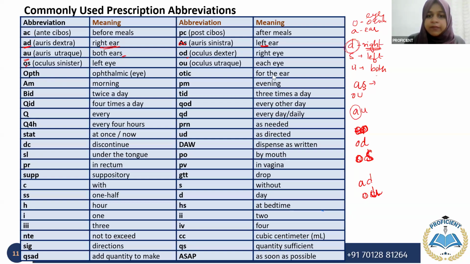Then you have ophthalmic. Optic is used for ear. Ante meridiem means morning, AM. AM, PM, again small letters. AM, right? Then PM, post meridiem.